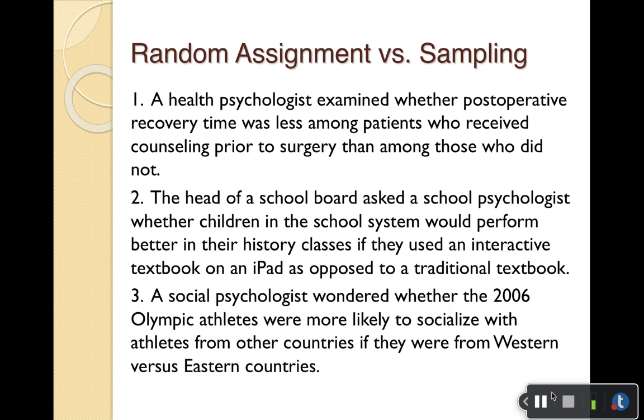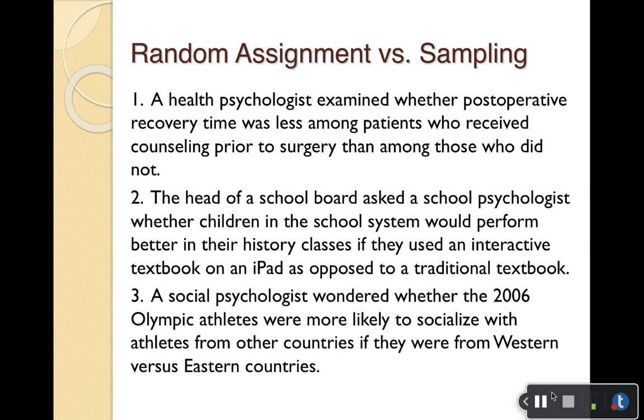However, this is a good example of how we could use random assignment. You can imagine I might be able to flip a coin and assign half the people in my sample to receive counseling, and the other half might be my control group and receive no counseling. So you can see whether or not the random sampling works versus random assignment. The second one on here: the head of a school board has asked a school psychologist whether children in the school system would perform better in their history classes if they used an interactive textbook on an iPad as opposed to a traditional textbook.